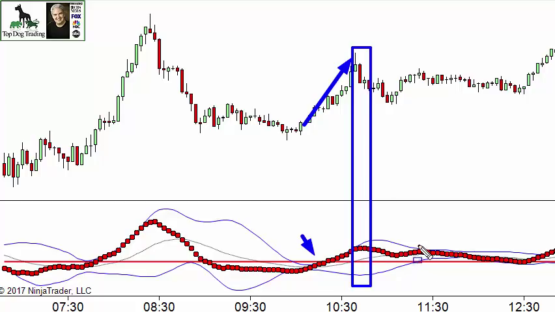Now, again, you might say, wait a minute, it hit the upper Bollinger Band, I should go long. No. Why? Well, we already told you, because the Bollinger Band is squeezing together. The upper and lower bands are moving toward each other. So we don't want that.